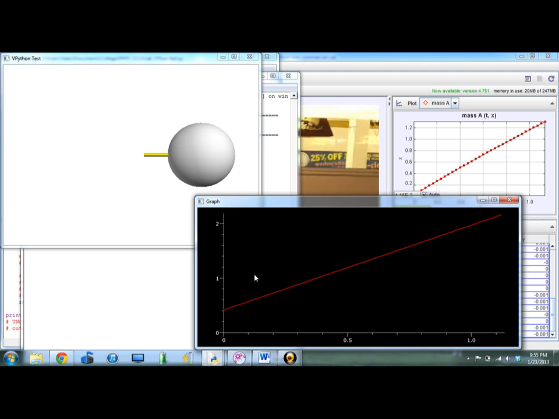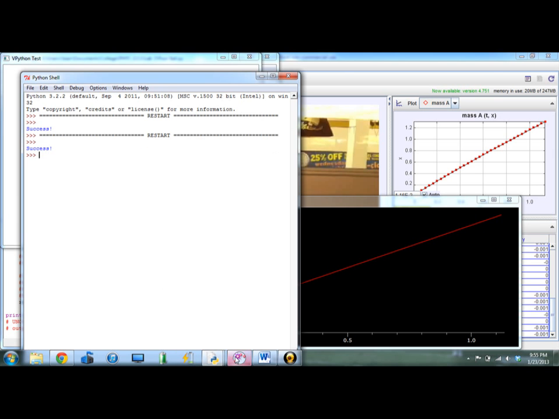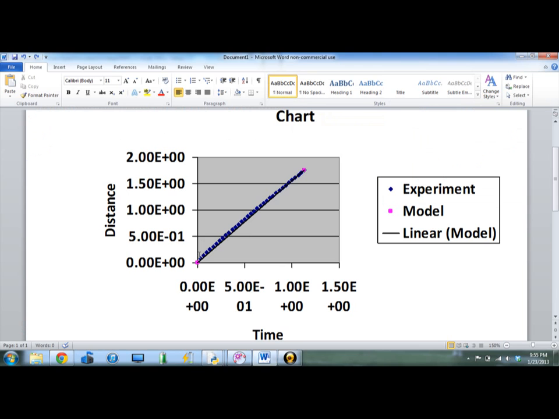So what does this mean? It means that Fnet was 0 for the rolling of the ball, which means the velocity was constant. However, as I said earlier, because the velocity clearly wasn't constant in the beginning, it implies that Fnet was not 0 initially.